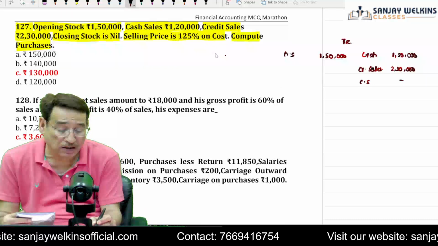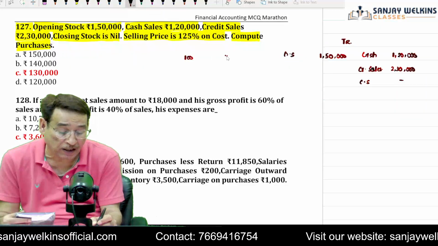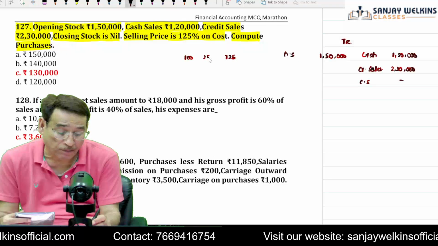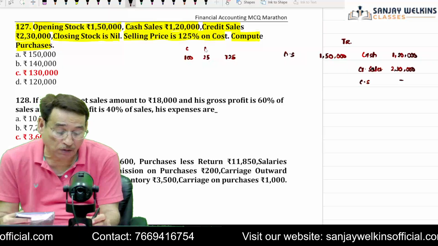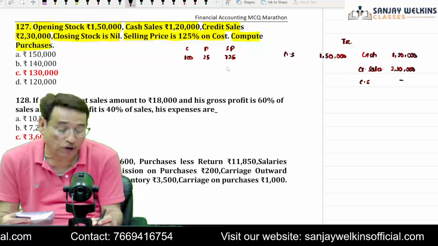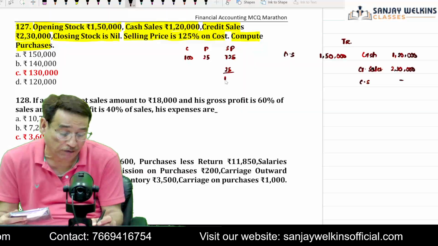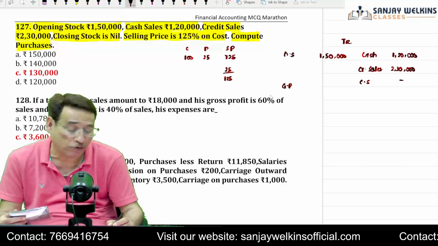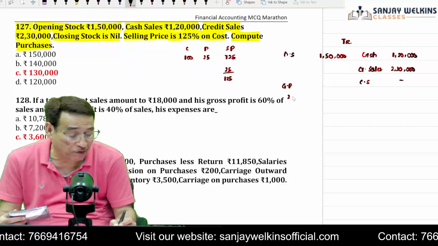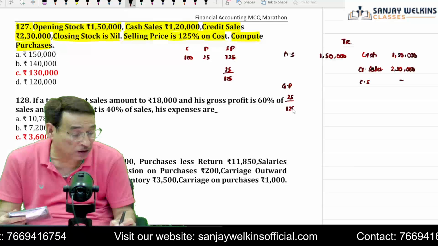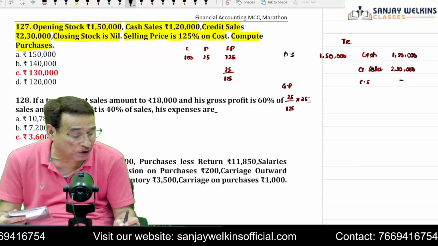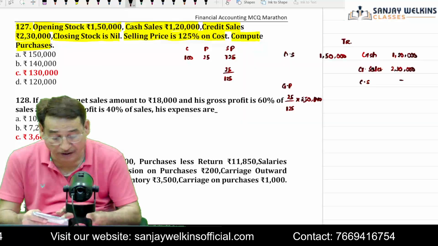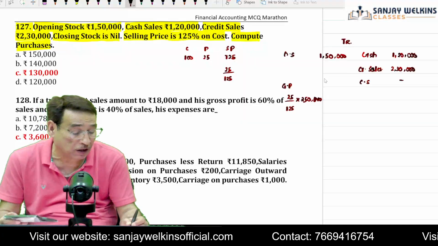Selling price is, it means actually if cost is 100, selling price is 125. So the difference between these two will be margin. This is your cost, this is your profit, and this is your selling price. So rate of profit on selling price will be 25 by 125. So your gross profit you can now find out by applying this rate 25 by 125. So 25 by 125 of 3,50,000 will give you gross profit. So 3,50,000 divided by 5, 70,000. So 70,000 is your profit.